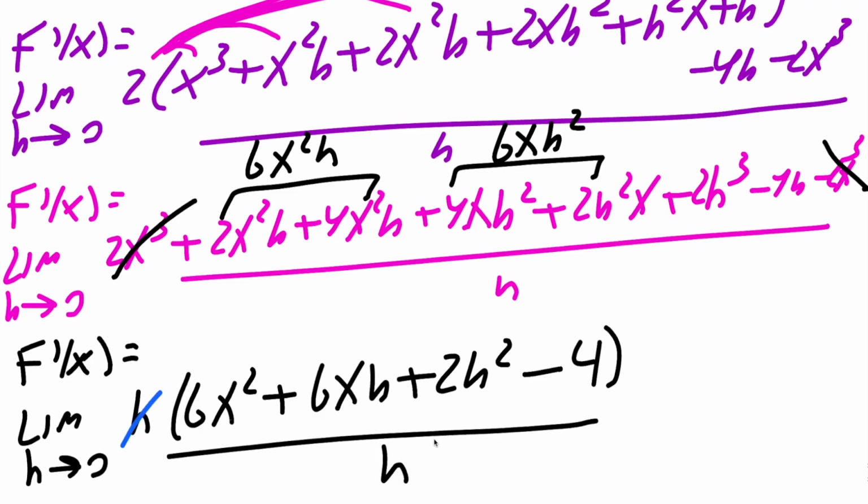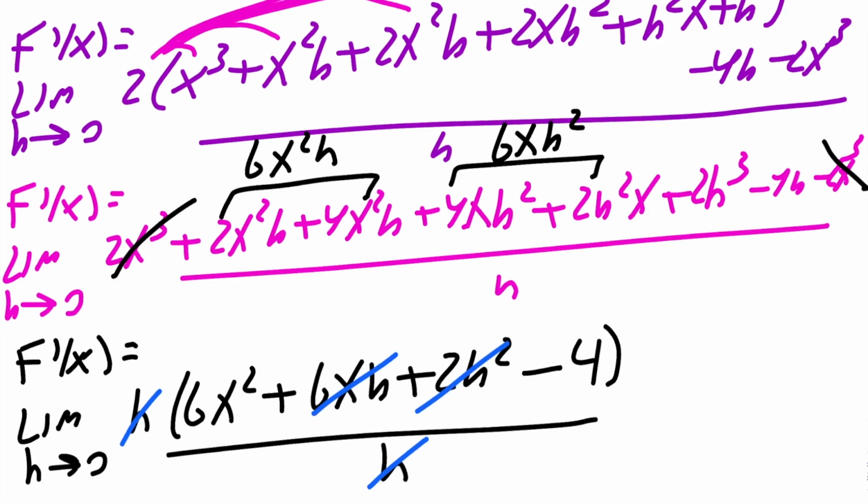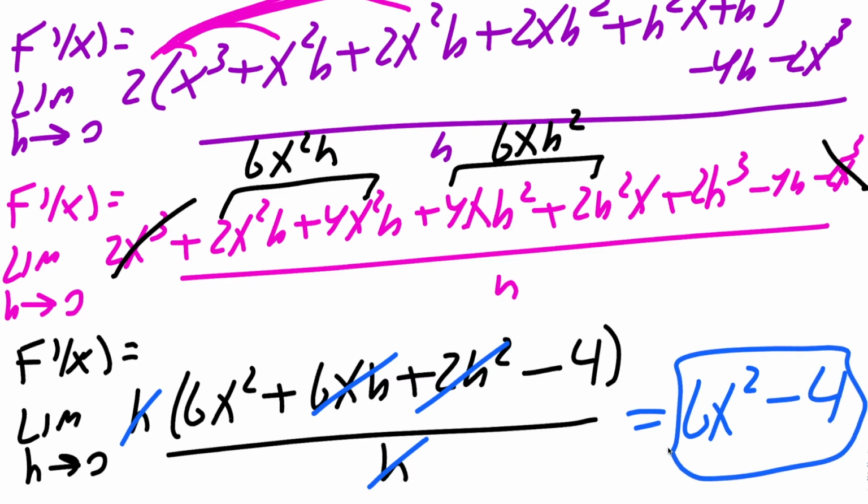So the h's cancel, and now our next step is to plug in the value of h approaching 0. So wherever I see an h, I'm going to put a 0. By doing this, this would cancel and this would cancel. And so our final answer would be 6x squared minus 4. So 6x squared minus 4, and we can box in this answer. And that's all we need to do for this problem.